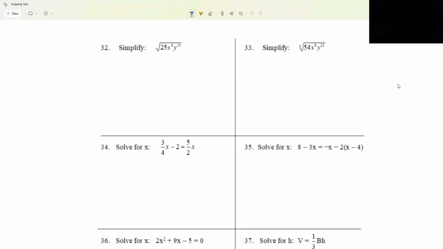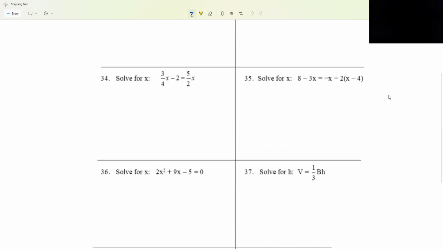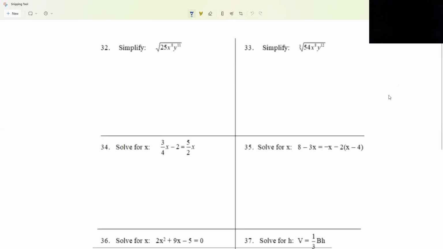Okay. 32, 33, they're the same thing that you were doing before, just like the one I just did. 34, that's a fraction. So just to make sure that you get this idea, I'll go ahead and do 32. You know the square root of 25 is 5. 2 goes into 8 4 times. 2 goes into 11 5 times with 1 left over. So that's pretty easy.